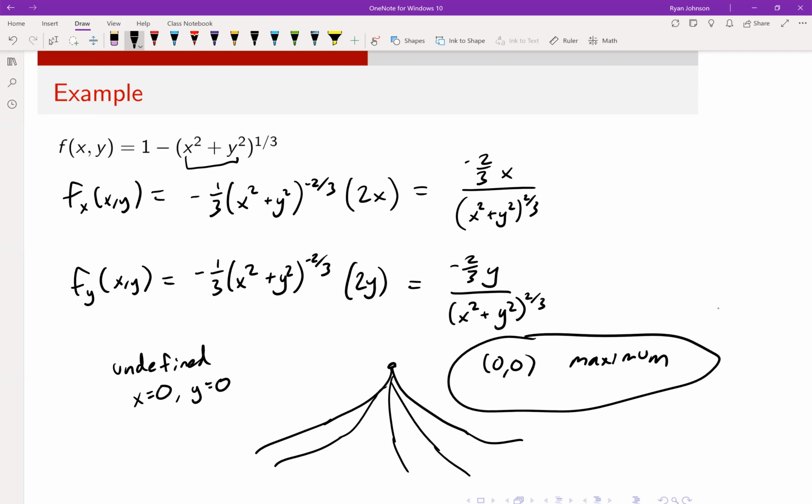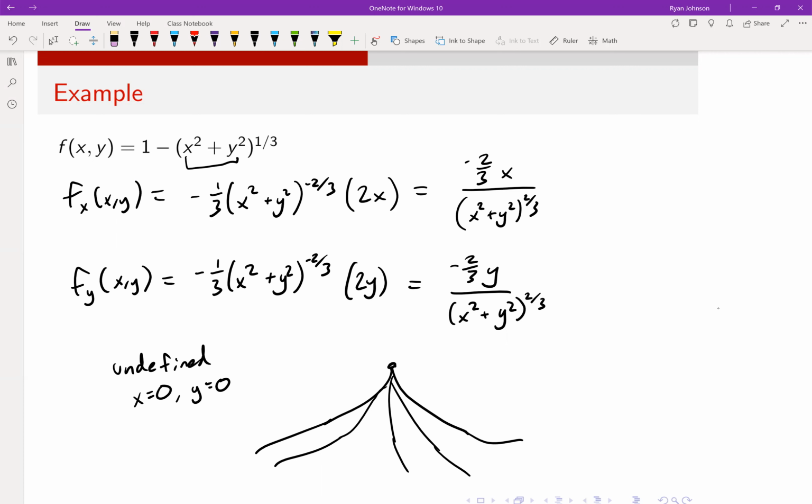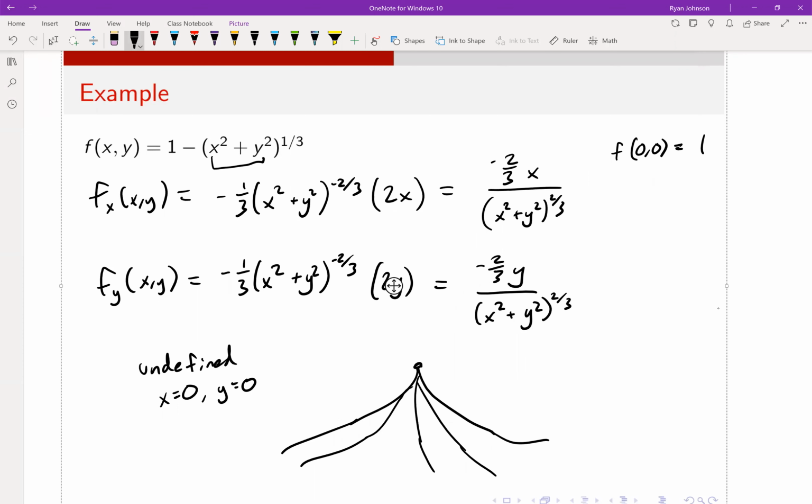Now you might be saying to yourself, Dr. Johnson, that's all well and good that you can imagine it, but how do I do that? Well, there's a couple ways to do it. One way would just be to check any other point near 0, 0. So I plug in f of 0, 0, and I get 1 minus 0 is 1. And then I check other points near it.